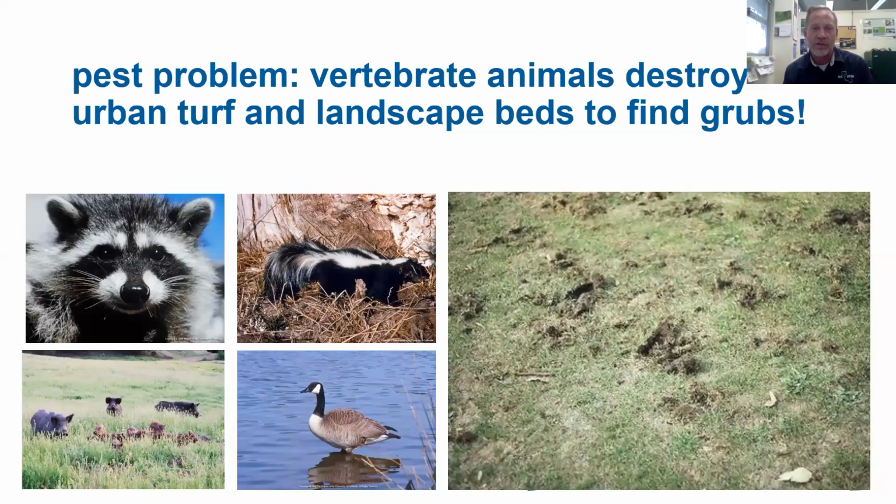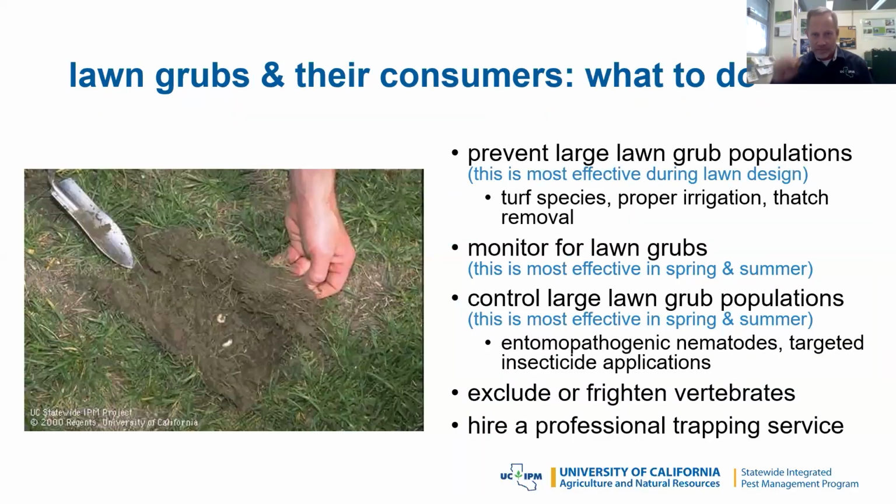go for these grubs. We've also seen problems with wild hogs. In certain areas of California, we have these feral pigs or wild hogs, and they will come down at night and completely destroy turf areas in search of grubs. So this is the major problem and really what we're trying to prevent in autumn and winter.